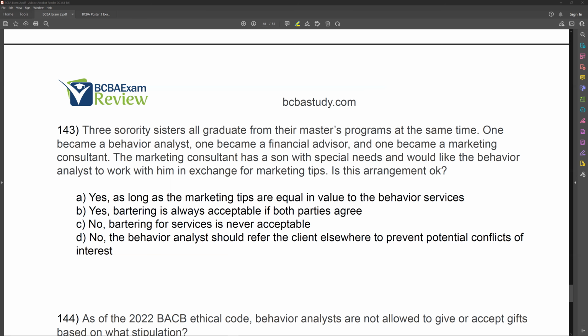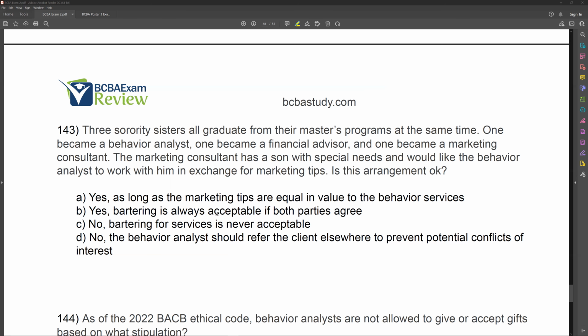So A, yes, as long as the marketing tips are equal in value to the behavior services. This is why you need to read all of your answer choices, because A looks pretty good if we skip over the fact that they were sorority sisters. Yes, they can barter if they're equal in value, but you're still engaging in a dual relationship, which isn't okay.